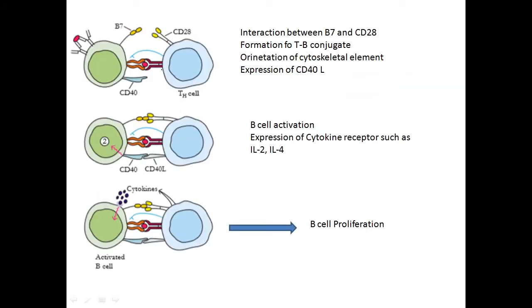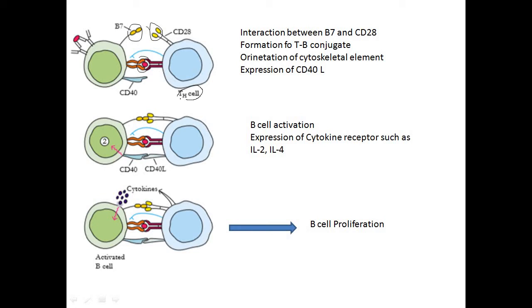After this, the T helper cell will come and bind to this MHC molecule and antigen complex. The binding of this MHC2 and antigen complex to the T helper cell, as well as the interaction of this B7 ligand and the CD28 receptor present on the T helper cell, will lead to activation of the T helper cell.